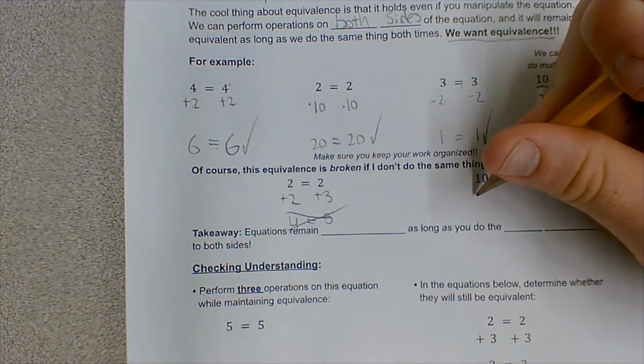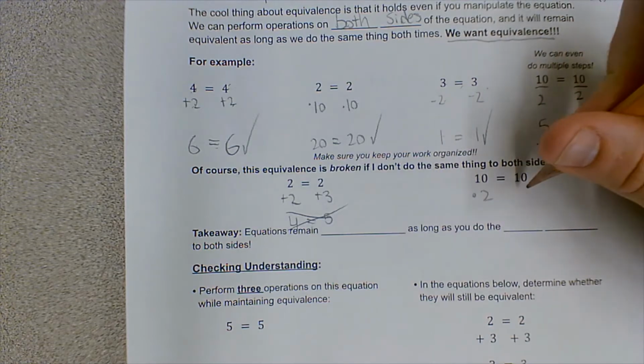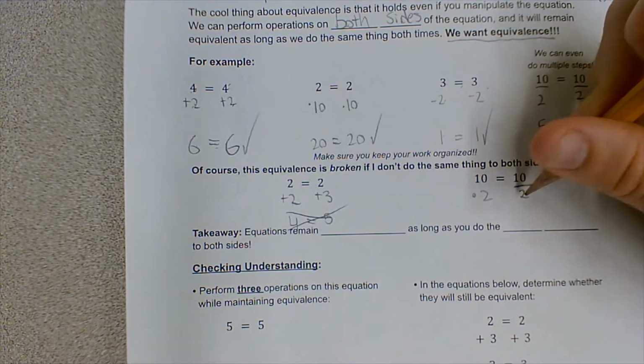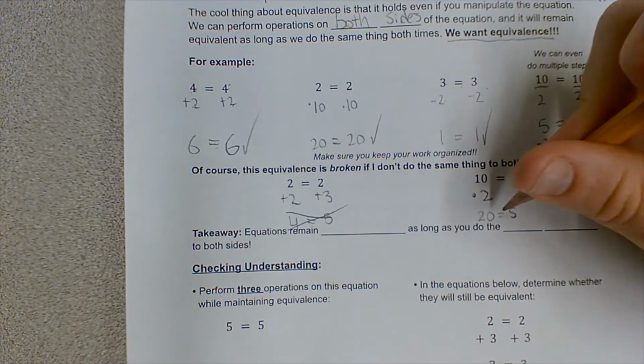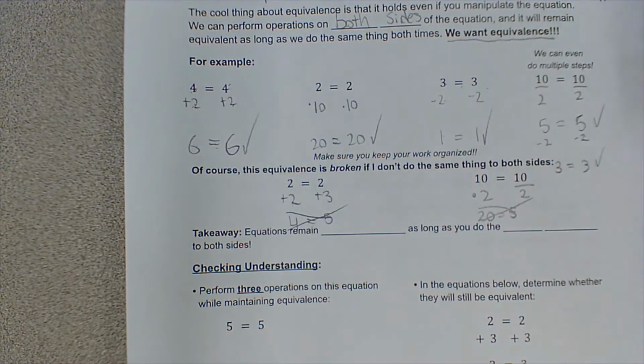Over here, let's say I multiply by 2, but then on the right, I divide by 2. Because I'm doing that, I'll end up with 20 equals 5, and it's no longer equivalent. I messed up. I want to maintain equivalence, and to do that, I do the same thing on both sides.